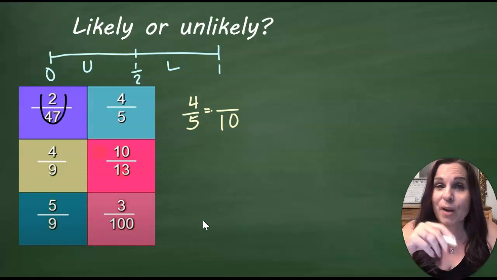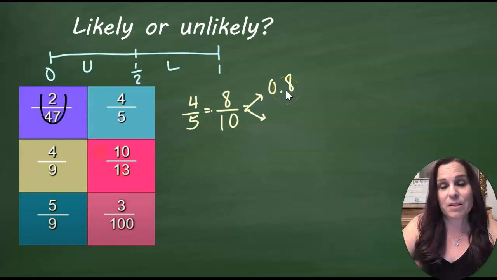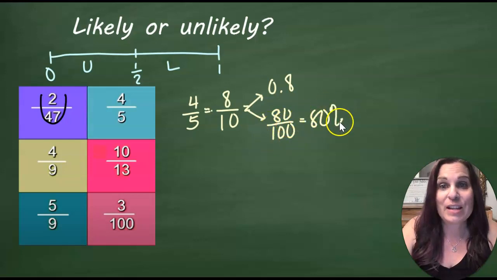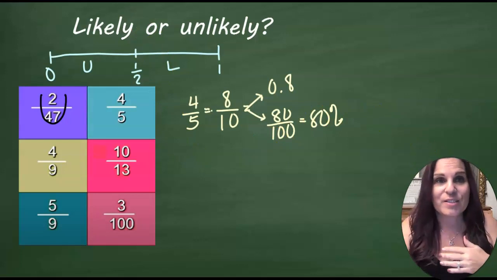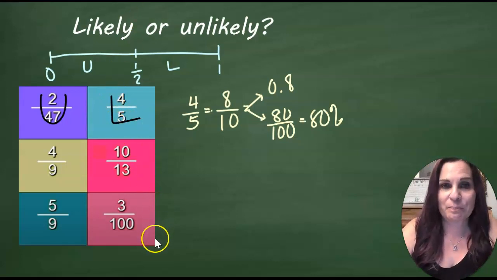4/5. So 5 times 2 is 10. And then 8. So we know that 8/10, we could go 2 different ways with this. 8/10 is 0.8, because the first place value is the tenths place. Or we could write it as 80/100ths, which is 80%. So 80% is closer to the 1. So we would say that this event is likely.